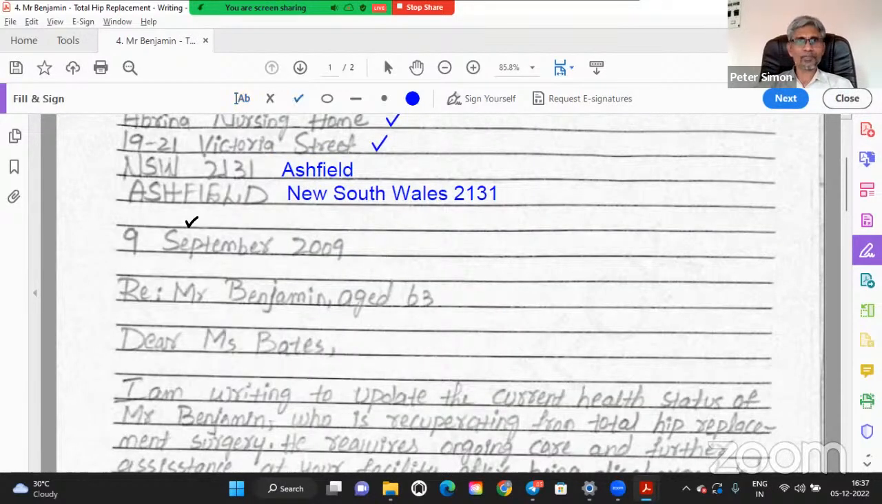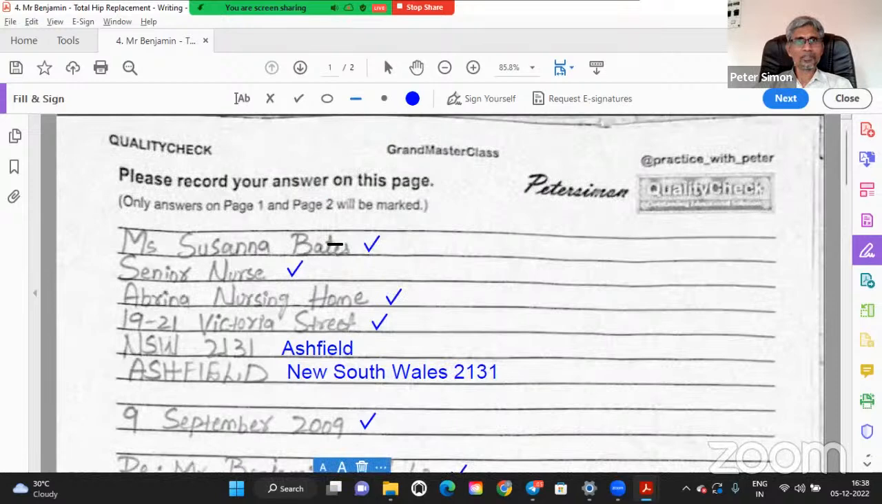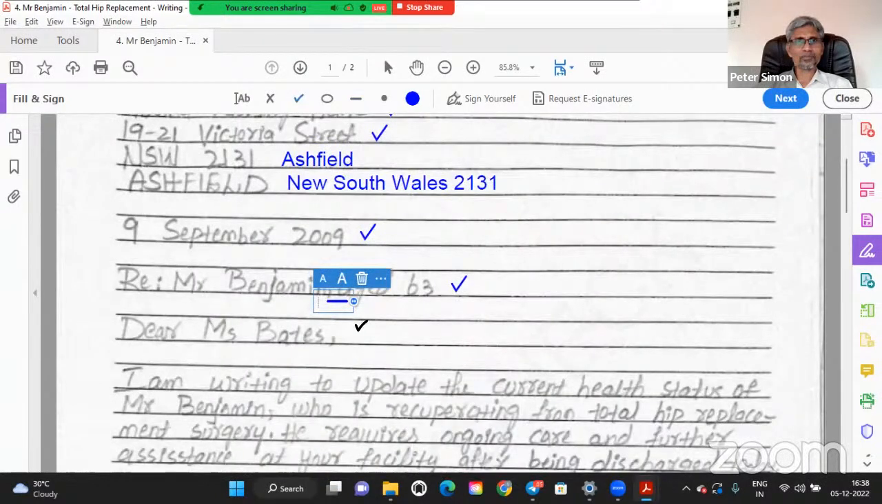Okay, next one. 9 September 2009. Regarding Mr. Benjamin, age 63, but why don't you leave some space after comma? After comma, leave some space. Dear Miss Bates.